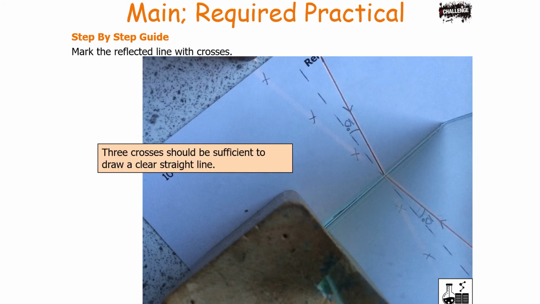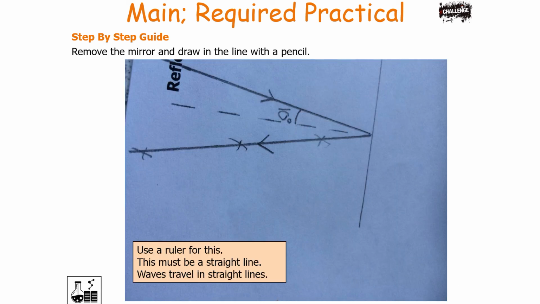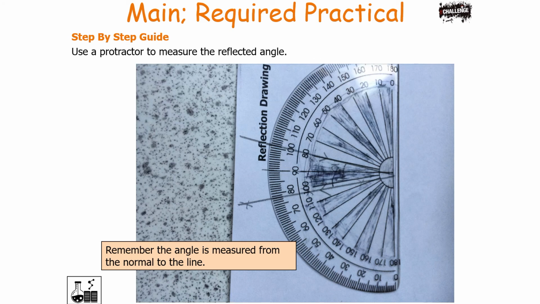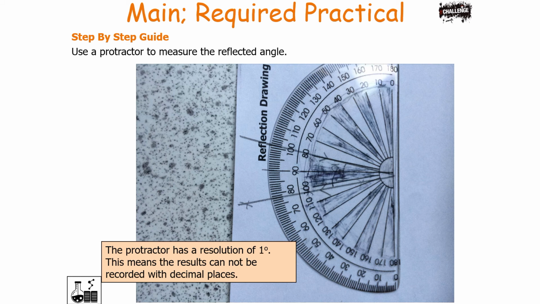Now you would then mark the reflected line with crosses, and 3 crosses should be sufficient to draw a clear straight line as shown here. So use a ruler for this. It must be straight lines because the wave travels in a straight line. And then remember the angle is then measured with the protractor from the normal to the line, and the protractor has a resolution of 1 degree. So this means the results cannot be recorded with decimal places, because the resolution of your measuring device shows you how many decimal places you can record results to.